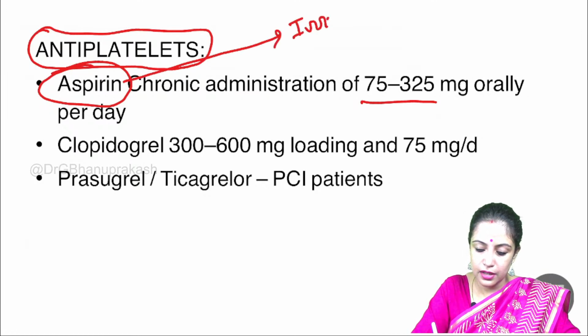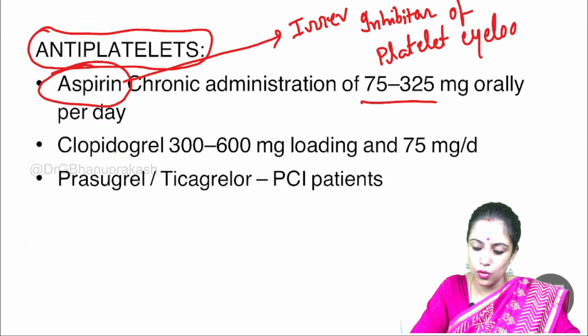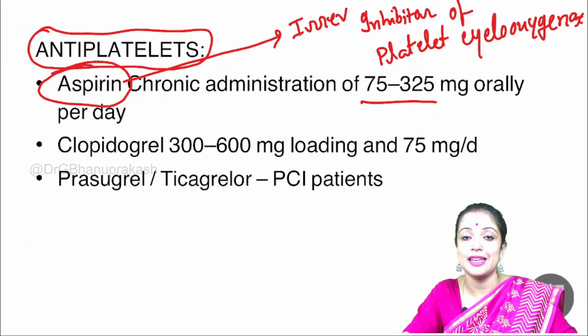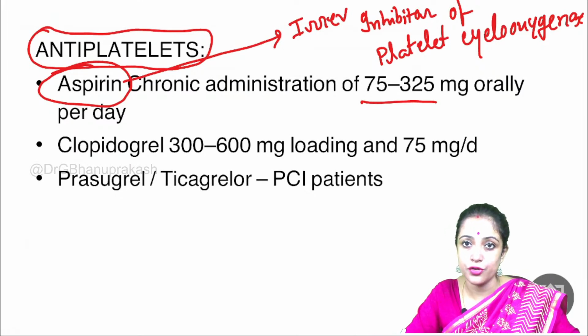It is an irreversible inhibitor of platelet cyclooxygenase. Since it inhibits the platelet cyclooxygenase, it inhibits platelet activation. So aspirin should be used until it is contraindicated.